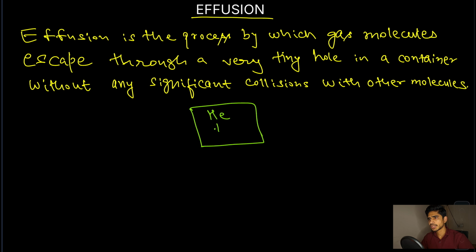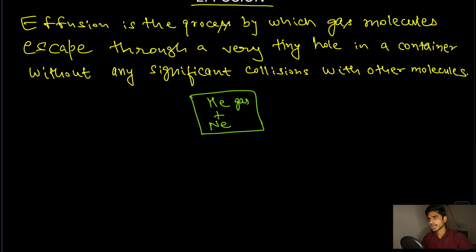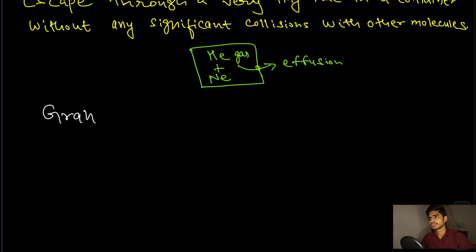We'll draw a container where we have helium and neon gases and there's a tiny hole through which they escape without significant collision. It's called effusion.